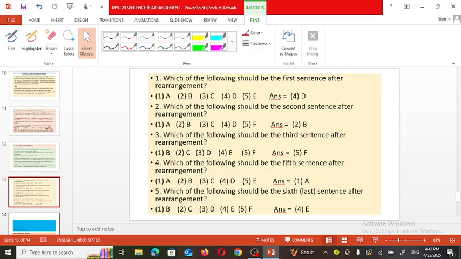Sorry, a letter is given for the statement. Accordingly, they will arrange as 1, 2, 3, 4. They can be asked in a jumbled way. Here in this third question, you are able to see that for option B, number 1 is given, option C, 2 is given, option D, 3 is given. And for E, 4 is given, for F, 5 is given.